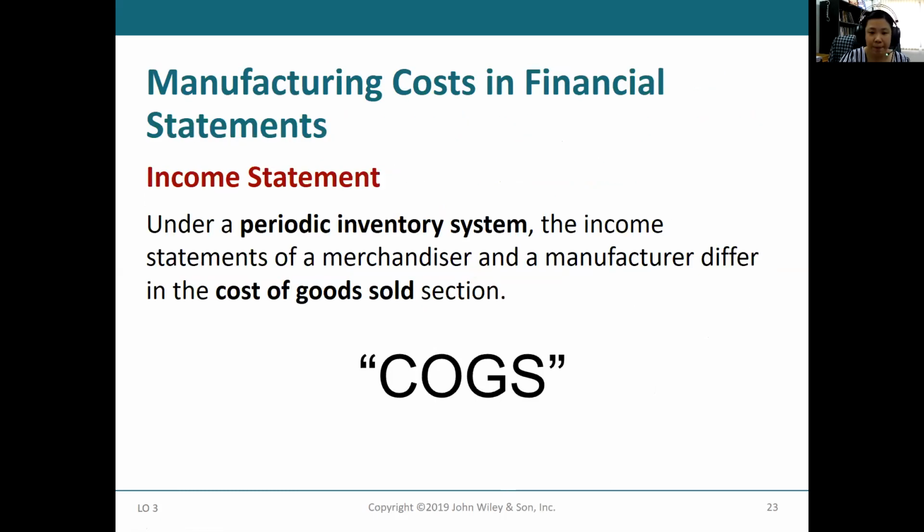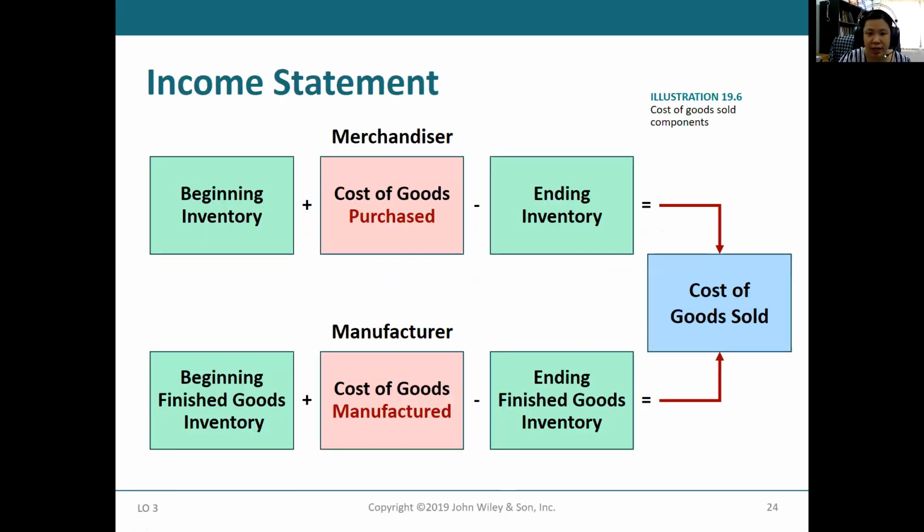Okay, so the cost of goods sold is classified on the income statement. You remember we have sales minus cost of goods sold, and that will give us gross profit. Okay. So for a merchandising company, we take beginning inventory plus cost of goods purchased minus ending inventory, and that will give us cost of goods sold. For a manufacturer, it will be similar. The difference is that we add cost of goods manufactured instead of cost of goods purchased.